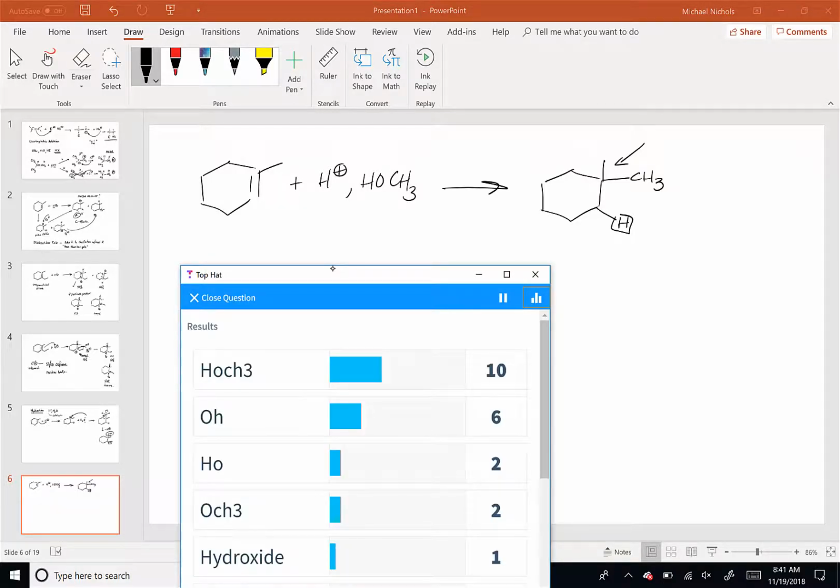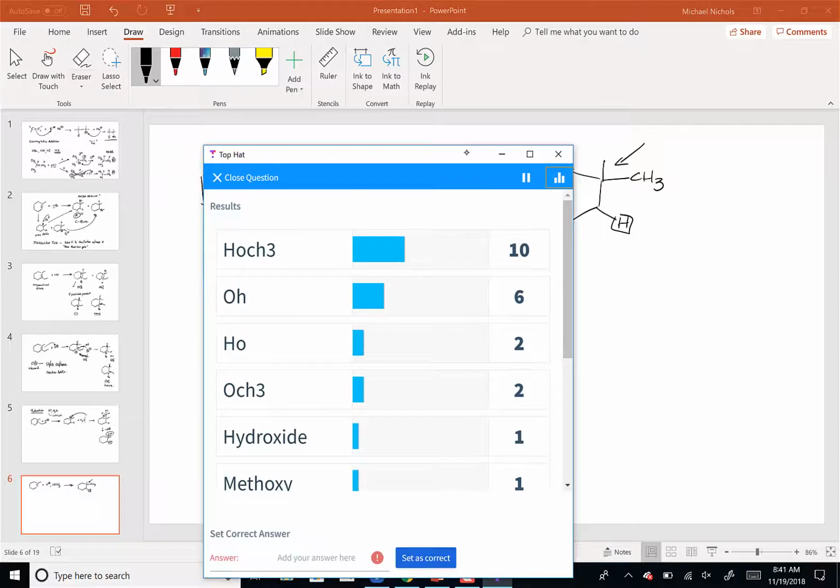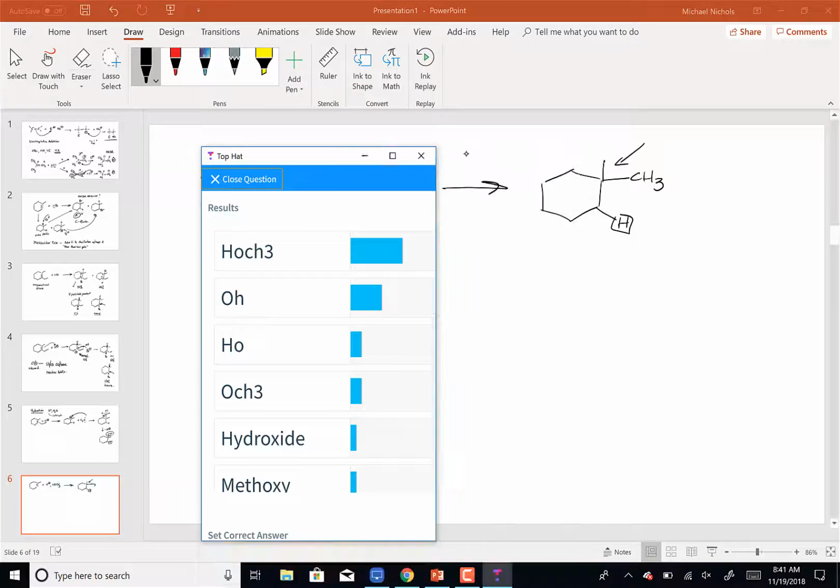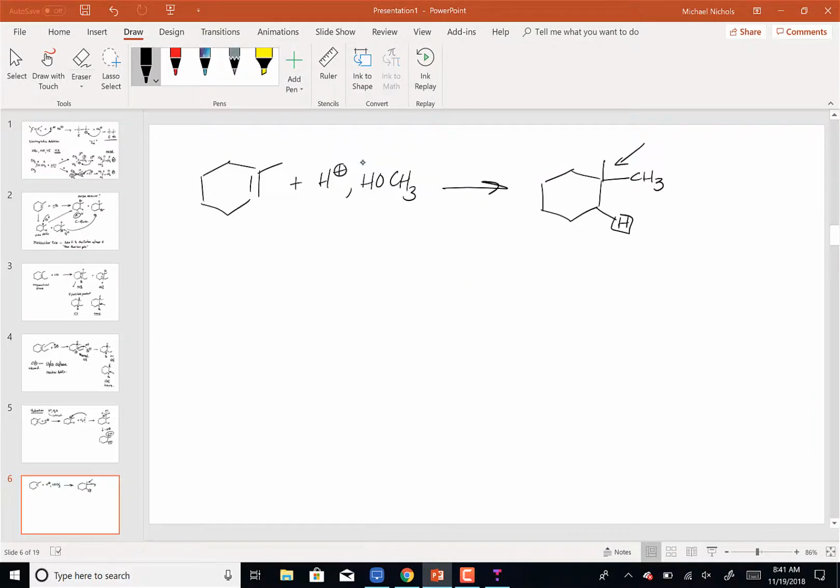OCH3. Let's see how many people agree with you. I don't know what a methoxive group is. We must have autocorrect. Methoxy, okay, check. OCH3, check. HOCH3, okay, but then what happens? OH, another OH, no. Hydroxide, no. Okay. So the group that's going to end up there is an OCH3 group in the product.